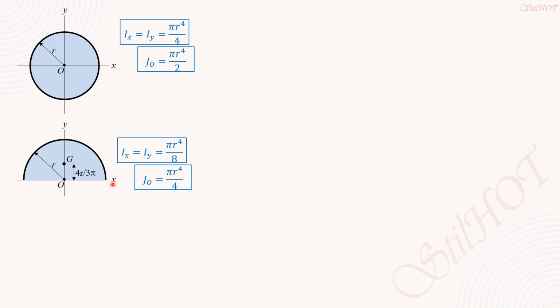And the moment of inertia with respect to the x is equal to Igx plus area times p square. So Ix equals Igx plus area times p square. Ix is pi r4 over 8, while the area is pi r square over 2. P is this distance, 4r over 3 pi.